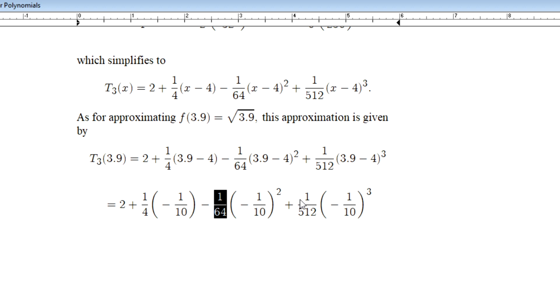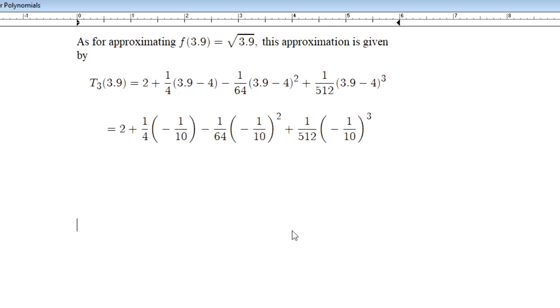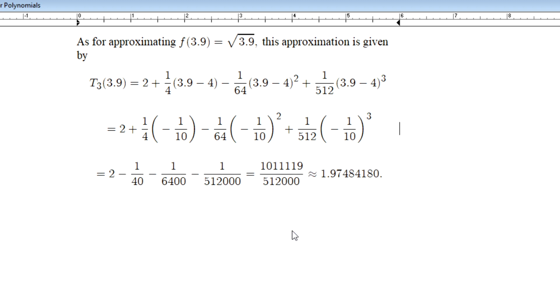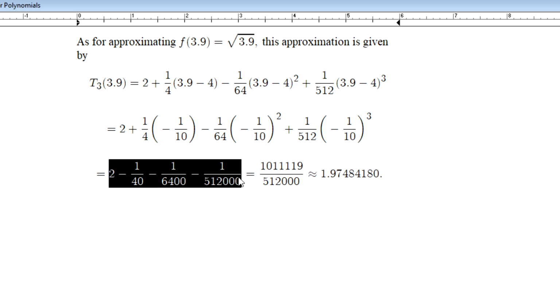1/6400th. And then this is going to be negative 1/1000th, so this is going to become negative 1/512,000th, right? Which is this result here that I can obtain with just a little bit of mental math, and then breaking out a pencil and paper and doing a little arithmetic here.